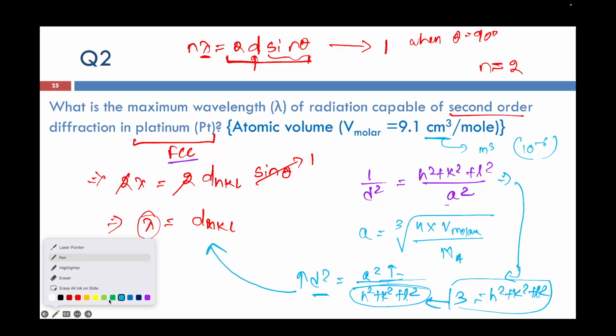So the correct answer will be, I will just write it here, the lambda value 2.26 angstrom. If you are getting any value close to this, then it's correct. I did not give the options here because you will be getting an angstrom value. So this is another type of question. This can also come as a long answer question.